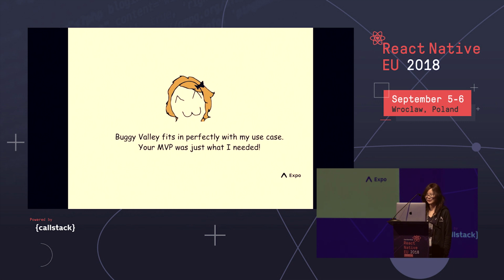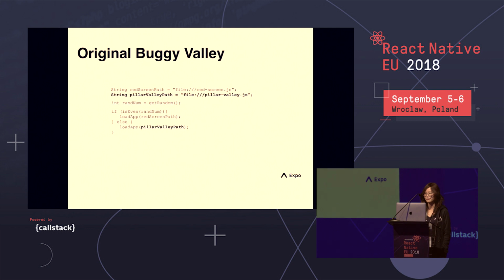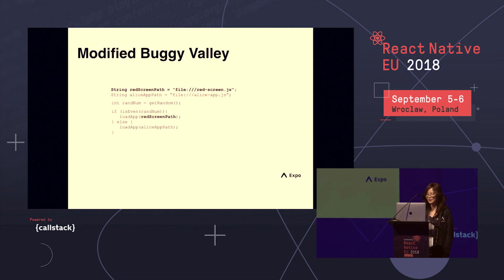And she said, "Well, Buggy Valley fits in perfectly with my use case. Your MVP was just what I needed. One small suggestion though. I really don't want to load the Pillar Valley app. I want to load my app, the Alice app. And second of all, I really don't want to load the red screen of death. That seems kind of useless.